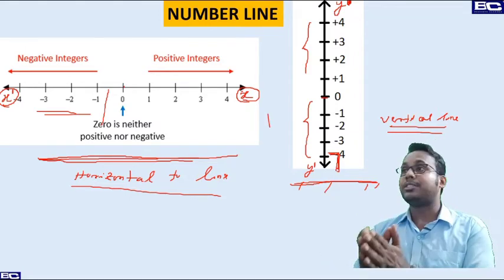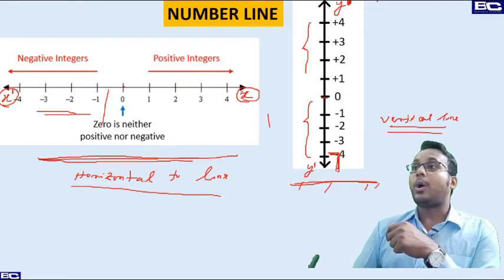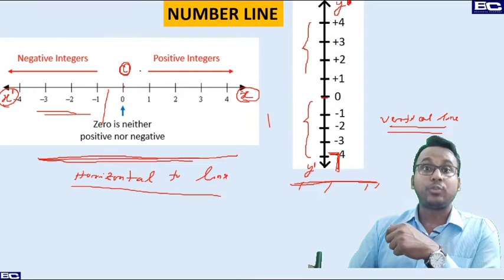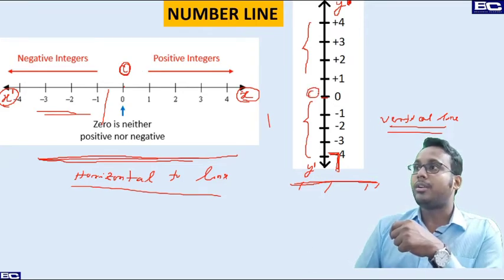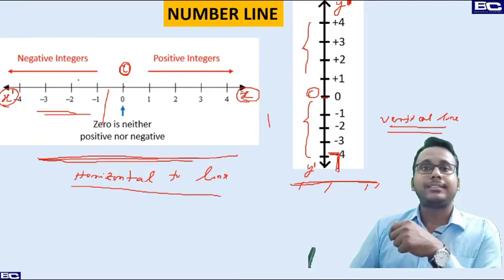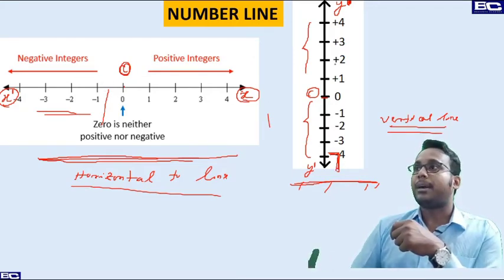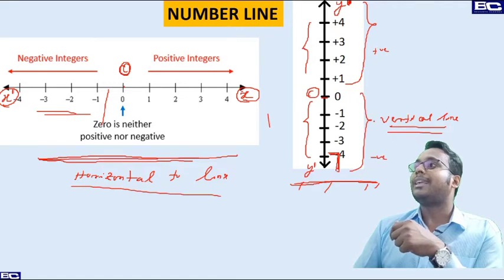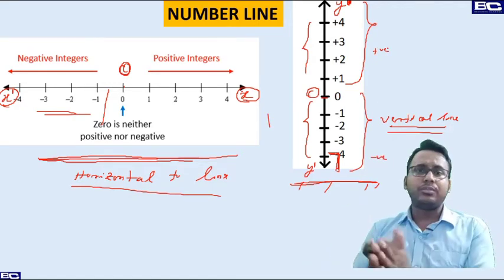And one more thing I'm going to tell you. If I call this middle part O, the number here is also 0, not O. Then OX is all the positive part, and OX dash is all the negative part. Similarly, OY is all positive and OY dash is all negative. So we will go to the next thing.